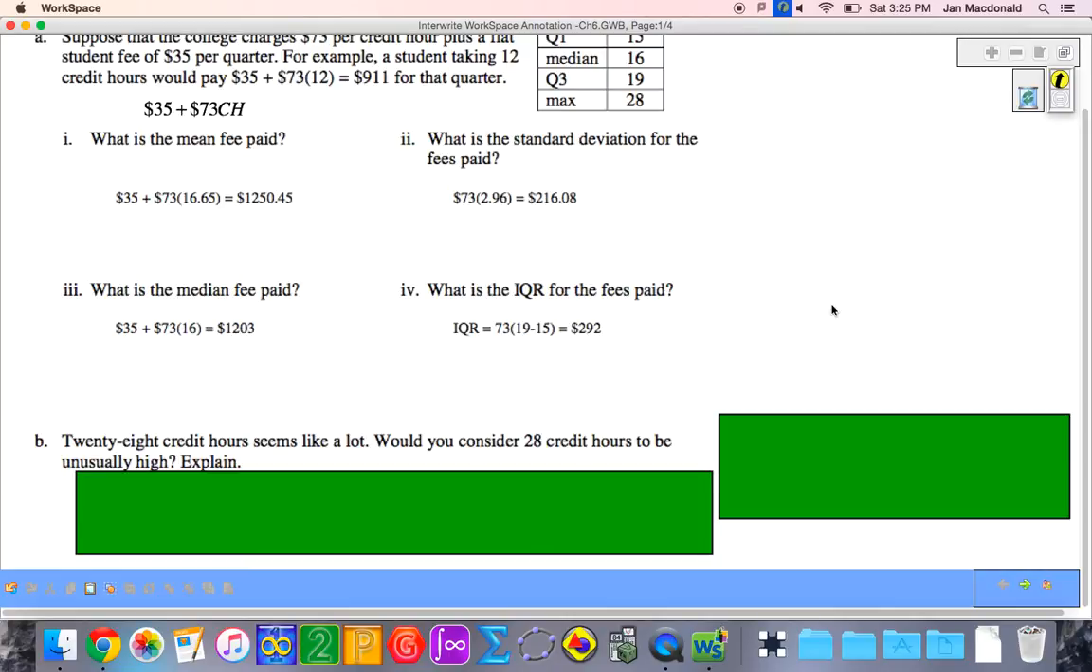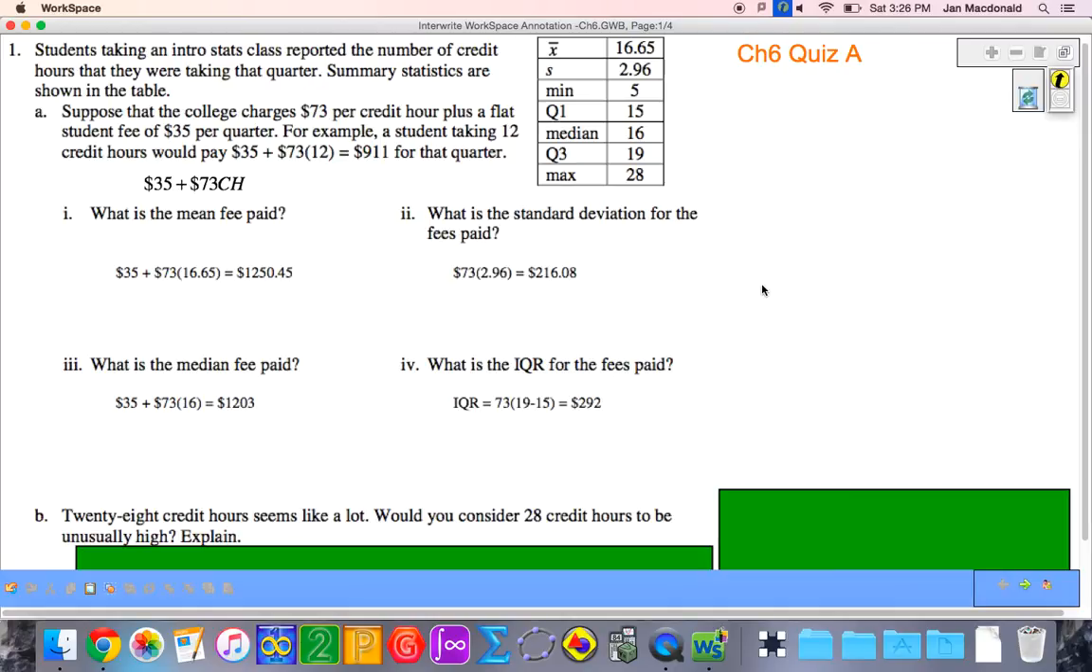Okay, so now we're looking at question 1B. Let's take a look at that question. 28 credit hours seems like a lot. Would you consider 28 credit hours to be unusually high? Explain.